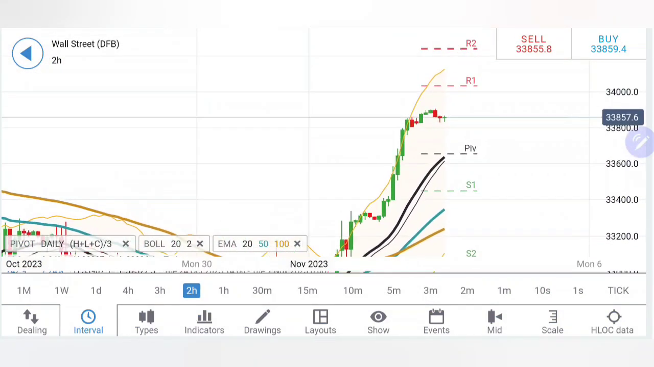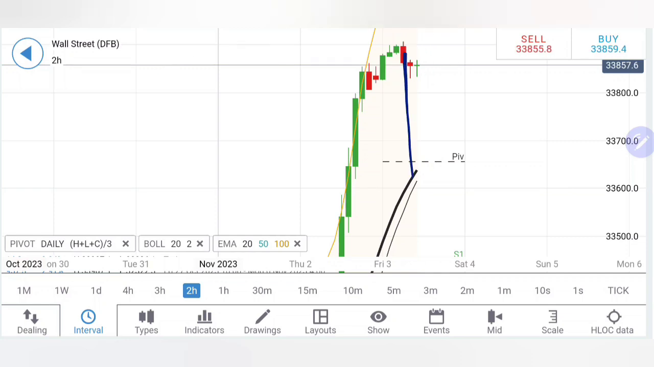Coming to 2-hour charts, on the 2-hour charts, if you look at, see, too much of divergence of the price from the moving average calls for it to pull back a little.